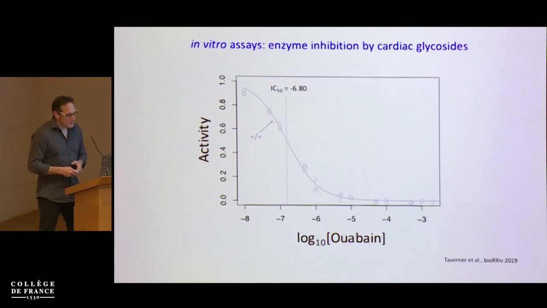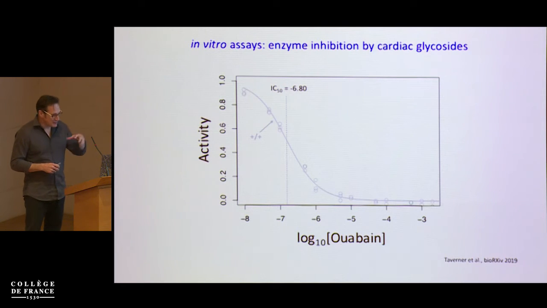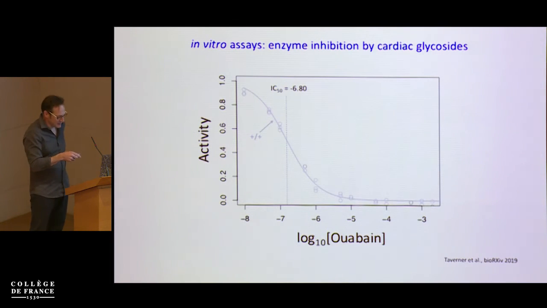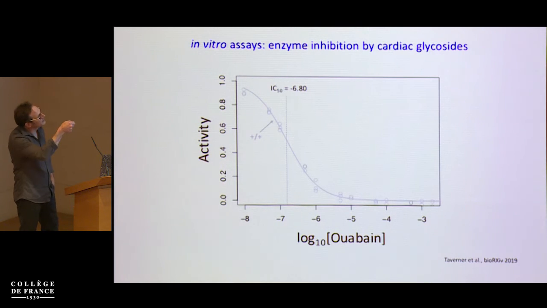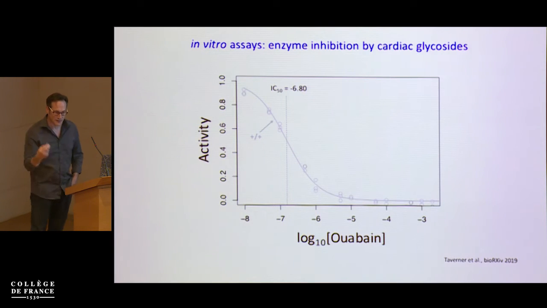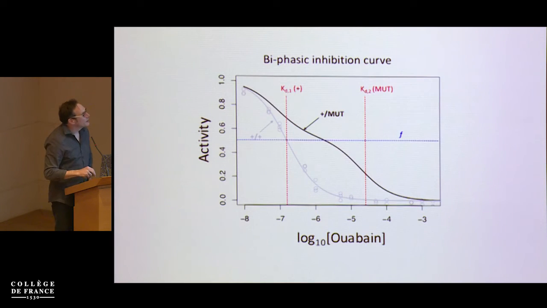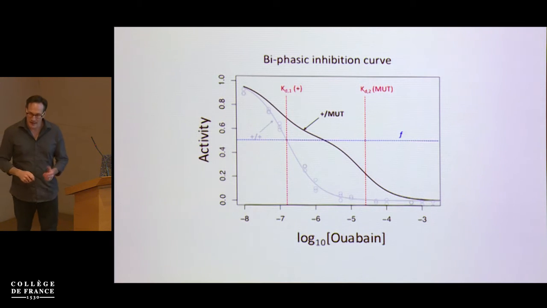To understand more about the mechanistic basis of that fitness interaction between these 3 sites, we carried out in vitro assays to look at the sensitivity of the enzyme to cardiac glycosides by doing these activity inhibition curves. With a curve like this, what you do is, with increasing concentrations of the inhibitor, in this case cardiac glycosides, you can just read off the concentration of inhibitor required to reduce activity to 50%, and that's called the IC50. But actually, what we would like to do is do this in heterozygous individuals.